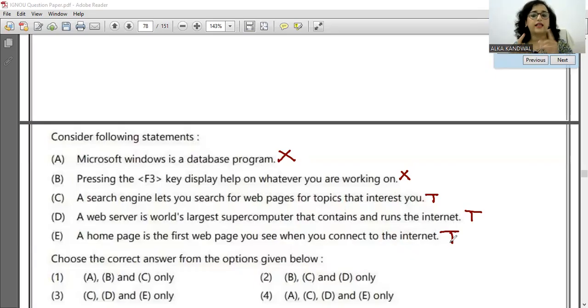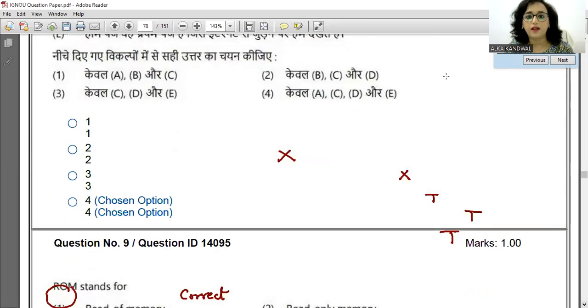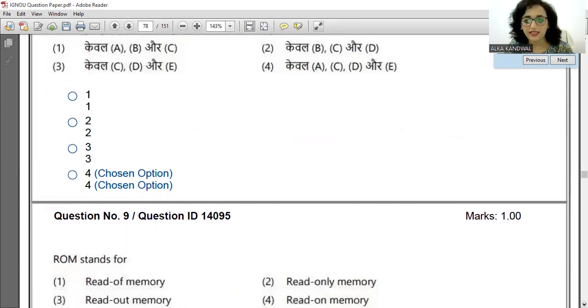So the correct answers are C, D, and E. So that is absolutely correct. So that is the correct answer. Option 3 is the correct answer to this. Fine. So yes, option C is the correct answer. Here we move ahead, and I need to read this part. So let us move. Oh, that is now the next question is a very easy one.